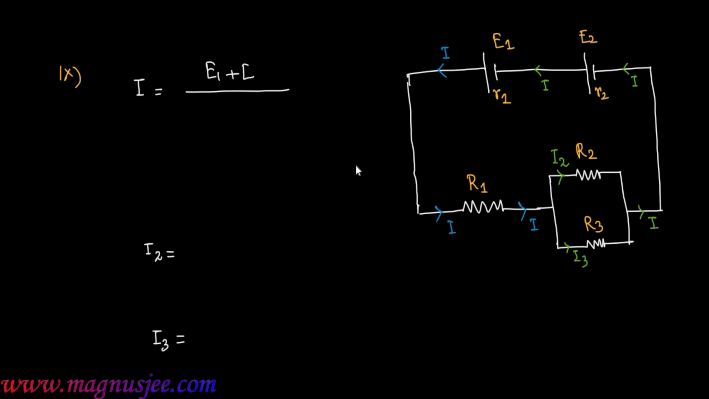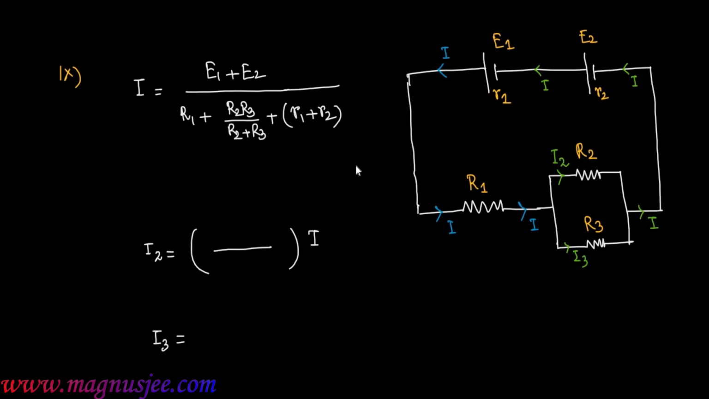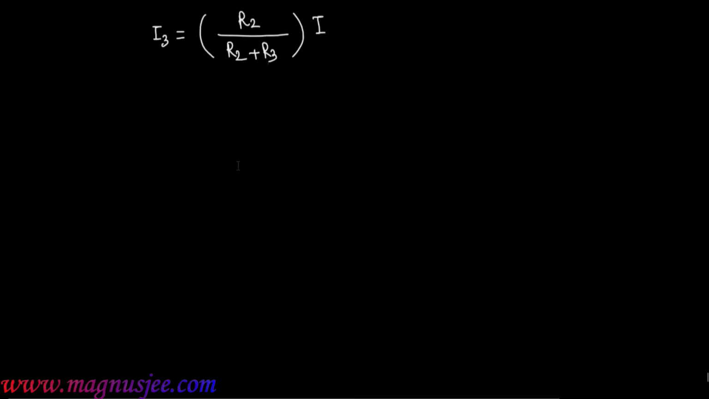Expression of main current I: total EMF will be E1 plus E2 divided by R1 plus equivalent resistance of R2 and R3, that should be R2 R3 divided by R2 plus R3, plus sum of all the internal resistances of the cells, small r1 plus small r2. What about I2? Current flowing through the resistance R2, I2, is equal to R3 divided by R2 plus R3 into I. Similarly, I3 is equal to R2 divided by R2 plus R3 into whole multiplied by main current I.